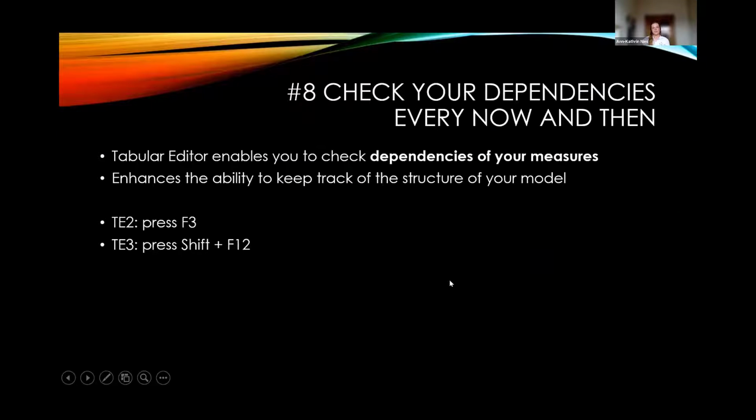Our best practice number 8 is to check your dependencies every now and then. Tabular Editor allows you to check dependencies of your measures. It's a really useful feature to keep track of your structure and to use for debugging. And you can also identify unused measures. In Tabular Editor 2, you would simply select the measure and press F3. And in Tabular Editor 3, you would select your measure and press Shift and F12.